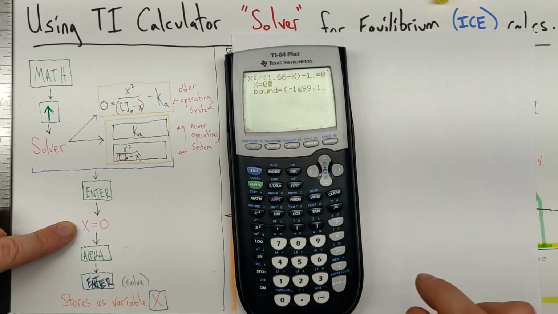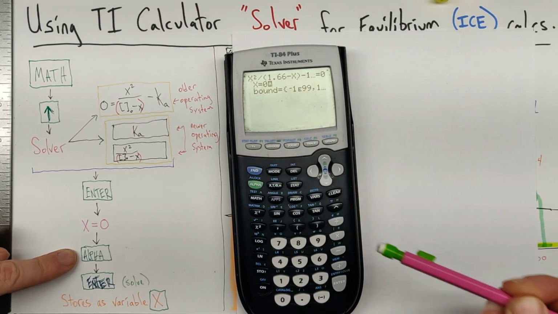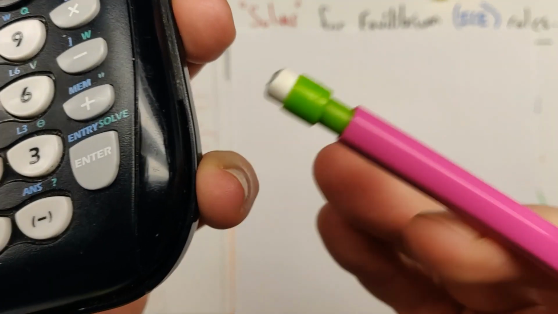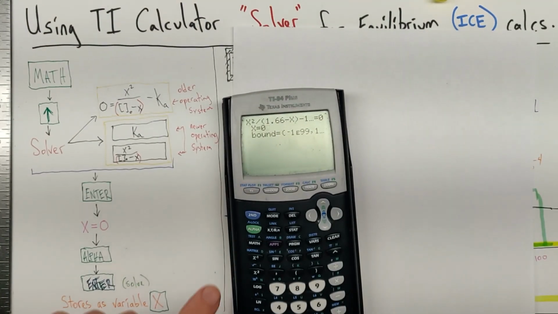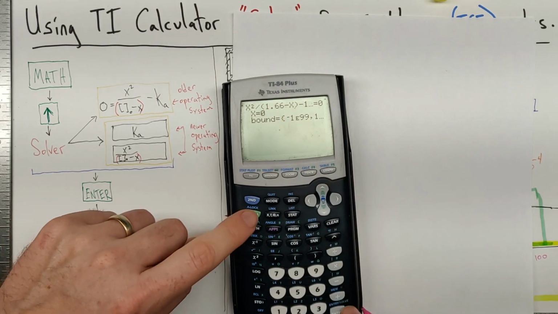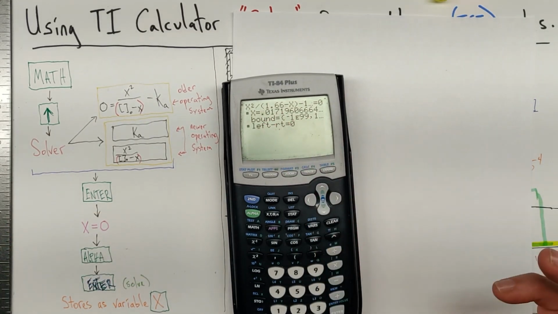So we're going to guess x equals 0 there, and then you hit the alpha key, and then you choose enter. Alpha enter, if you look closely, is solve. So if I hit alpha then enter, it gives me a value. That value happens to be 0.0172 or whatever.